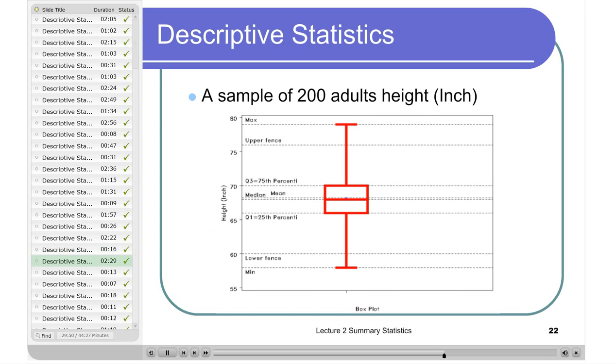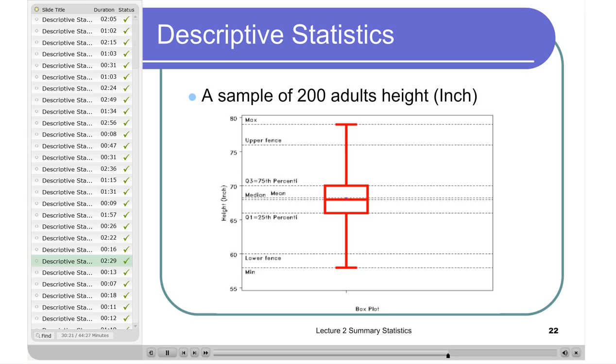Alright, the first thing we want to do is construct our box. So the lower hinge of the box is located at the first quartile, which was 66. The upper hinge of the box is located at the third quartile, which is 70. And so we just draw a box that has a lower hinge of 66 and an upper hinge of 70. Then we want to draw that middle line in the box, and that's located at the median, which is 68. So now we have our box set up.